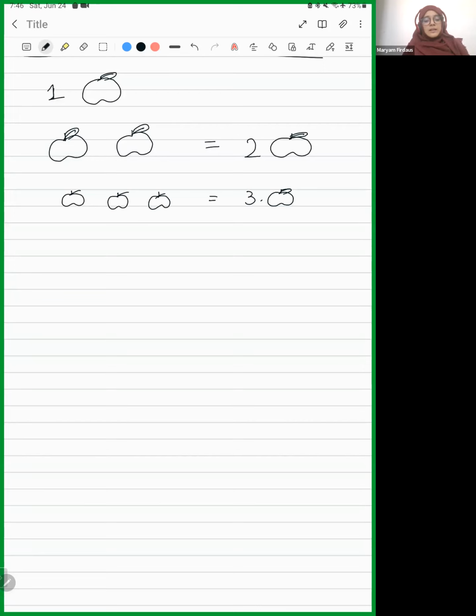Now just imagine that I remove this apple and in place of apple, I write X. X, X, X. So if I have X plus X plus X, how many X's do I have? 3X. So do you understand what we are doing here? We are saying X plus X plus X, which means X is being added to itself 3 times. Like, for example, when we do something like 2 plus 2 plus 2, this is 3 times 2.